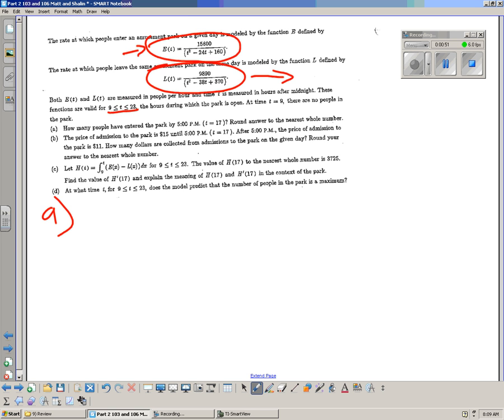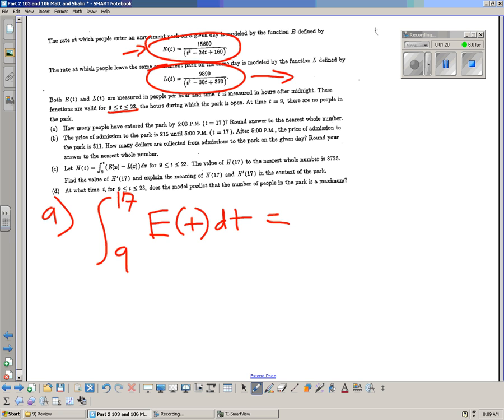So this is A. Now you do your integral because you're trying to find how many people, not the rate. So you do the integral from 9 because, as I said before, that is your minimum t value, to 17 because that is where they are asking you to go, of E of t, because as I stated before, that is your formula to see how many people are entering, and then dt.